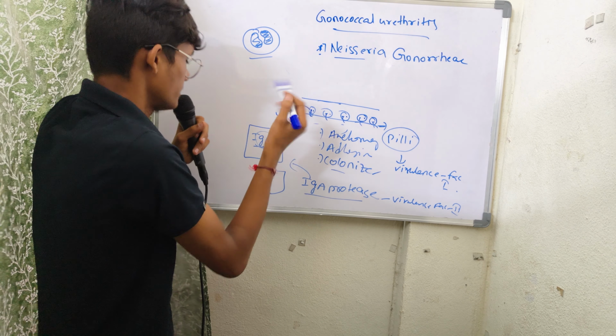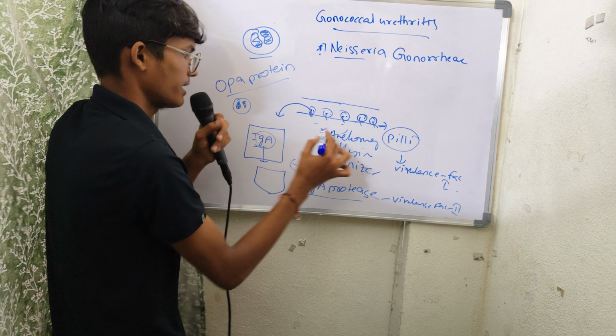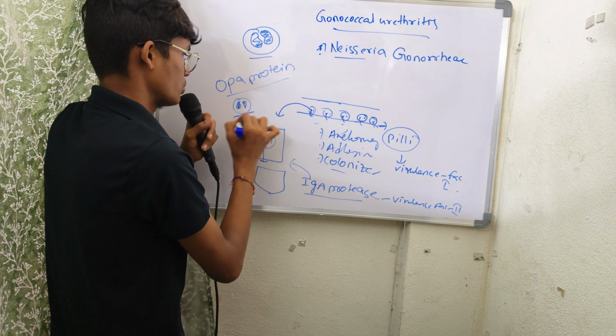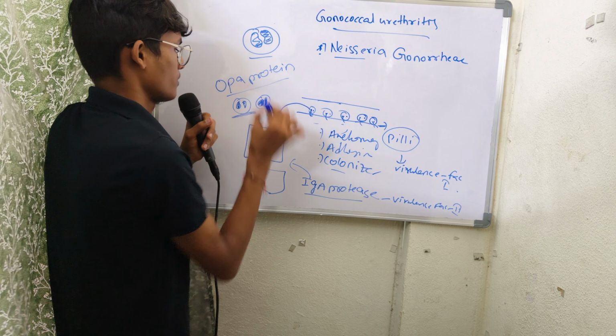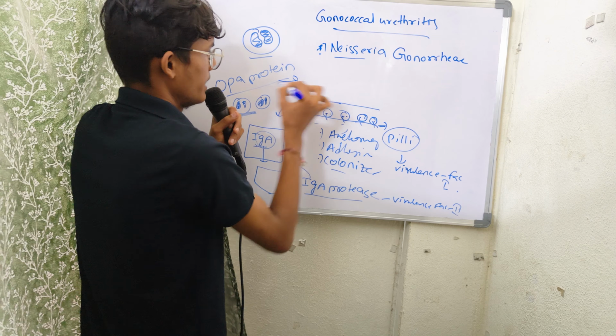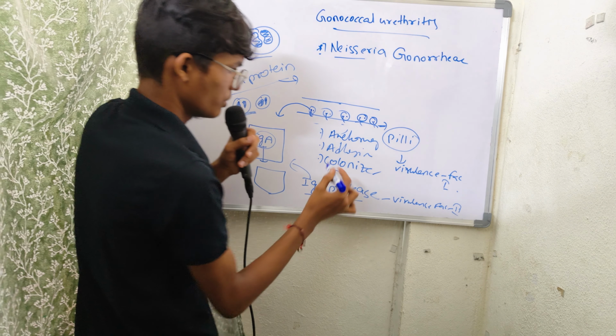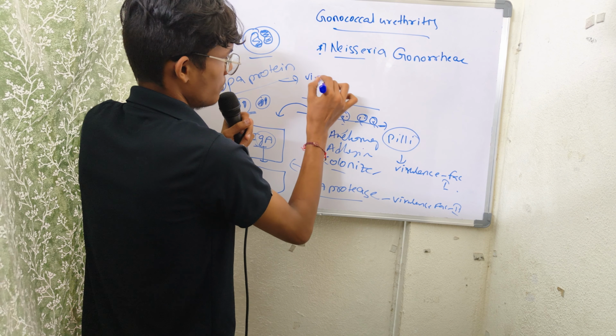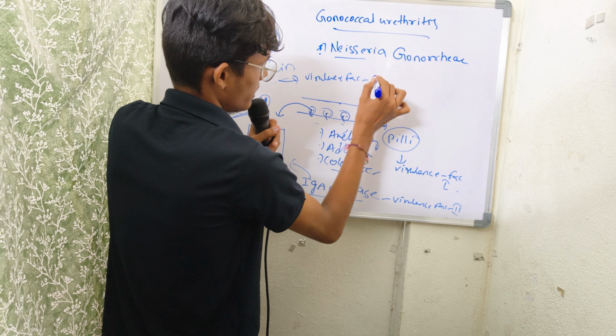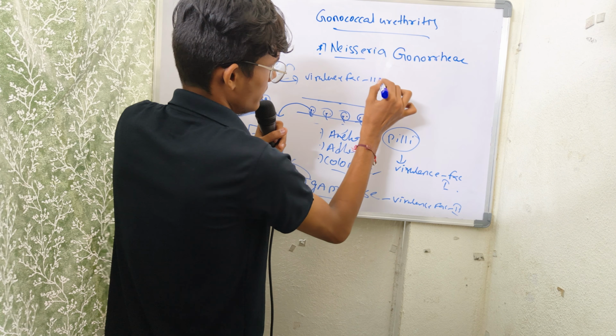Then this Neisseria gonorrhoeae produces one more substance called Opa protein. This one also helps in adhesion, like pili or fimbriae. It glues to the surface, helping in adhesion and colonization. So we can take this as virulence factor 3.